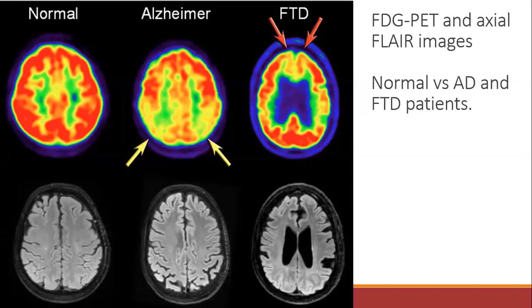Nowadays, we frequently rely on FDG PET for differentiation of Alzheimer's dementia and frontotemporal dementia. On the left-hand corner, you have a patient with a normal uptake, then Alzheimer's with a posterior predominant involvement, and frontotemporal dementia where you have frontal hypometabolism.